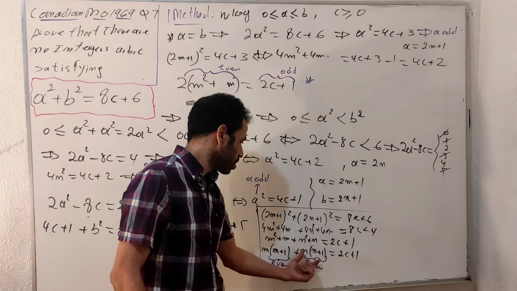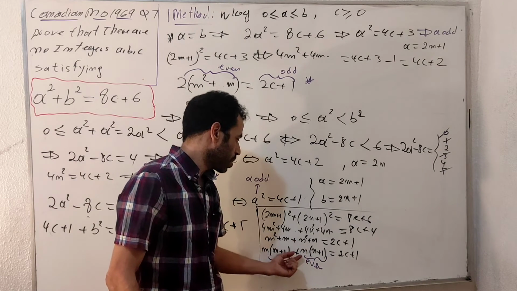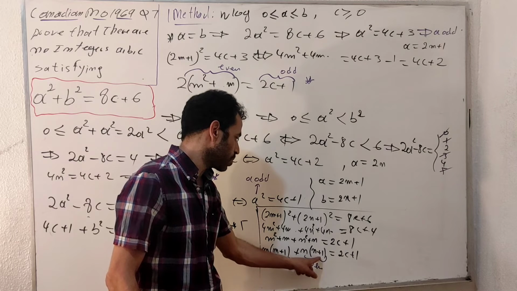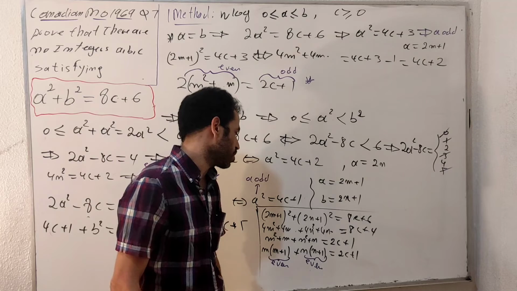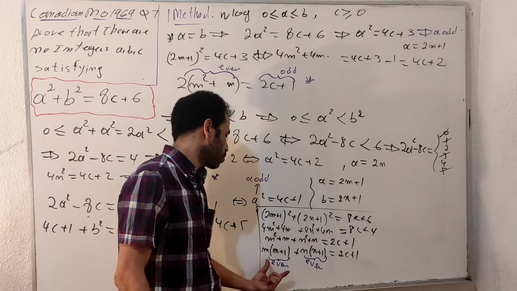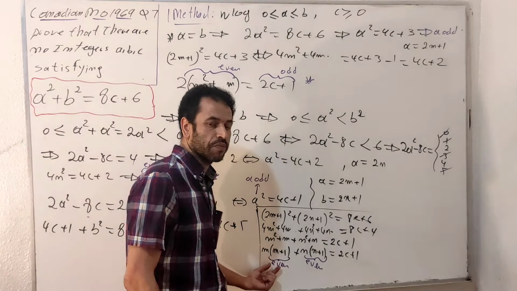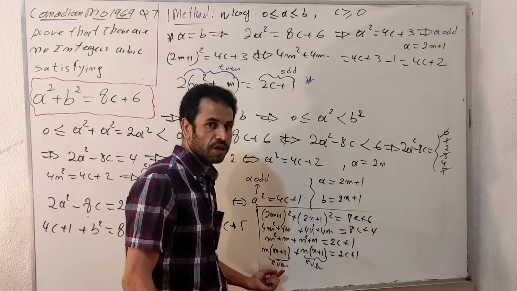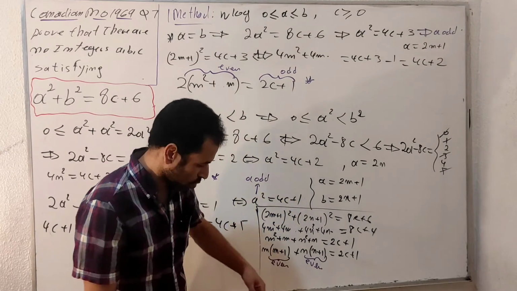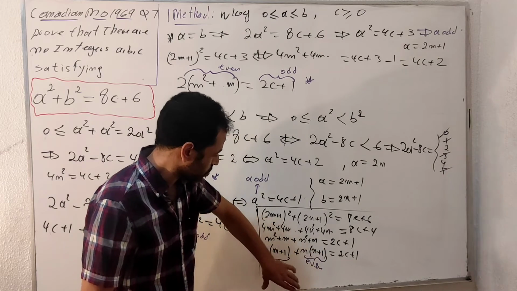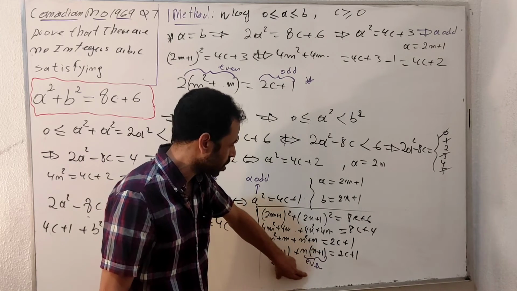Okay? The same thing with the n term. If this one is an odd, that means n plus 1 is an even. If n is an even, which means n plus 1 is an odd. But we know the product is an even, because an even multiplied by an odd is always even. Okay? So the whole left hand side of this equation is an even.